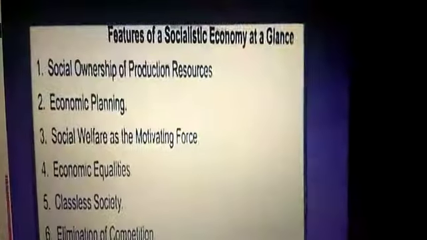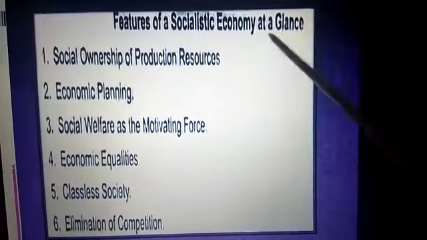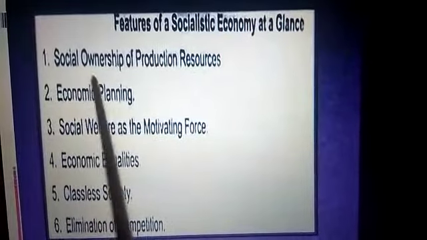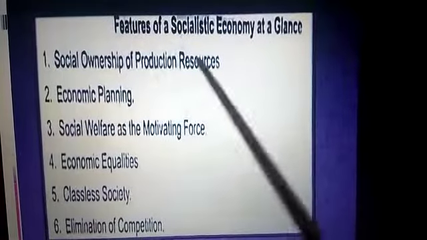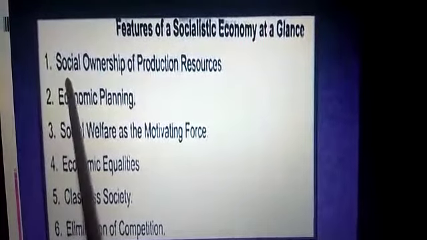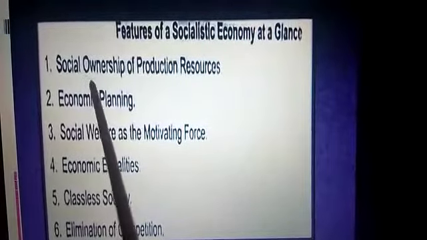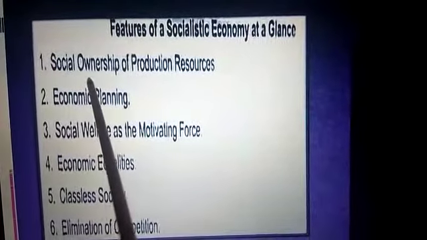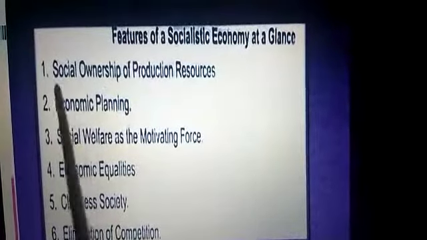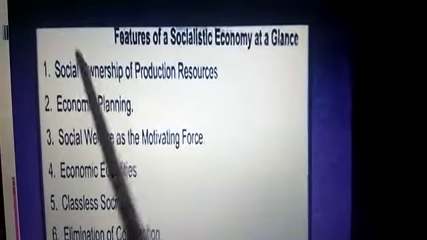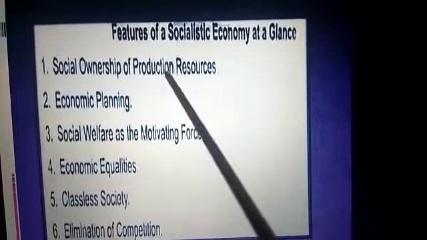We next move on to the features of a socialistic economy. The first feature is social ownership of production resources. That means all the resources are owned by the government, and government is a part of the society. Who forms the government? People of the country form the government. Hence, we say the production resources have social ownership, that means owned by the government or by the society.